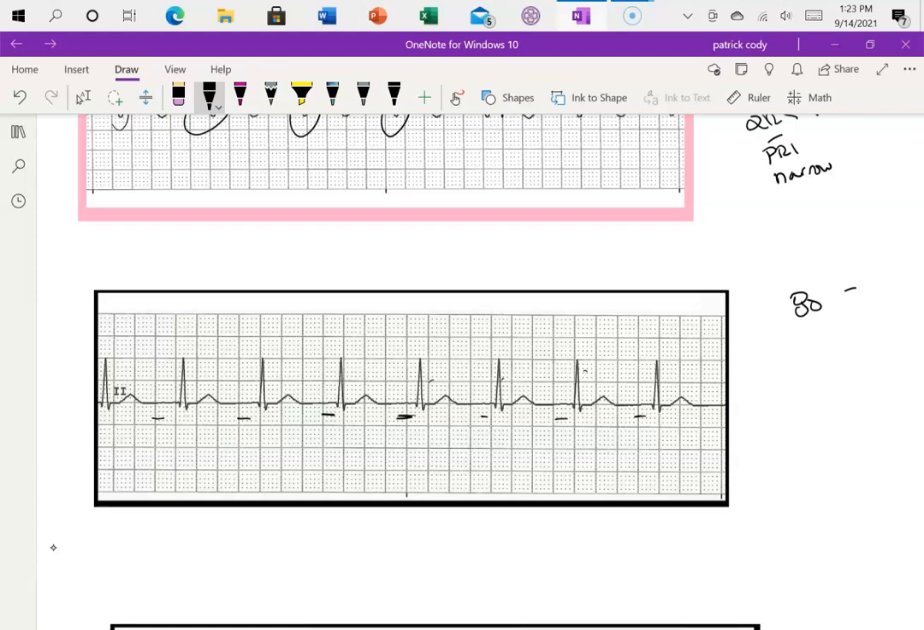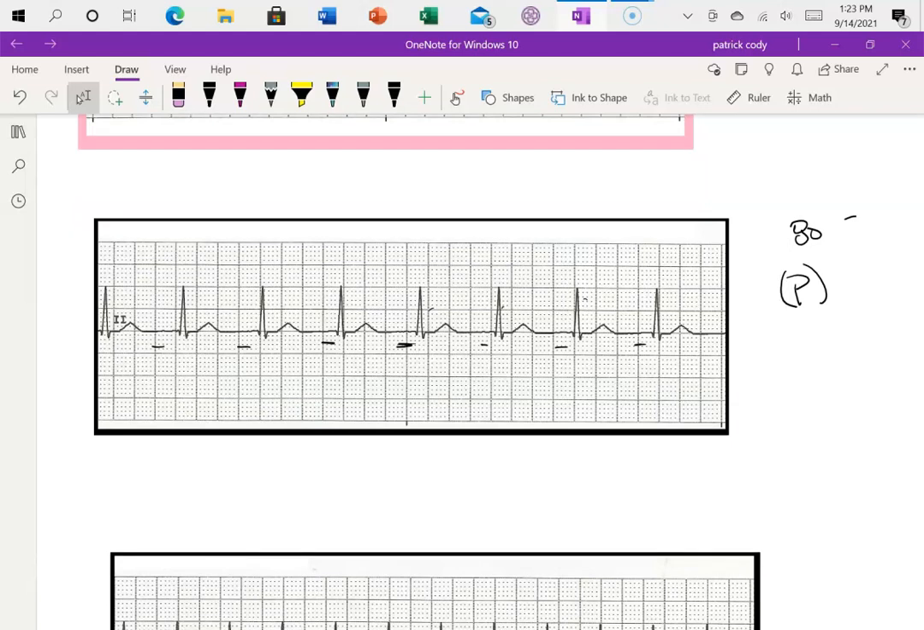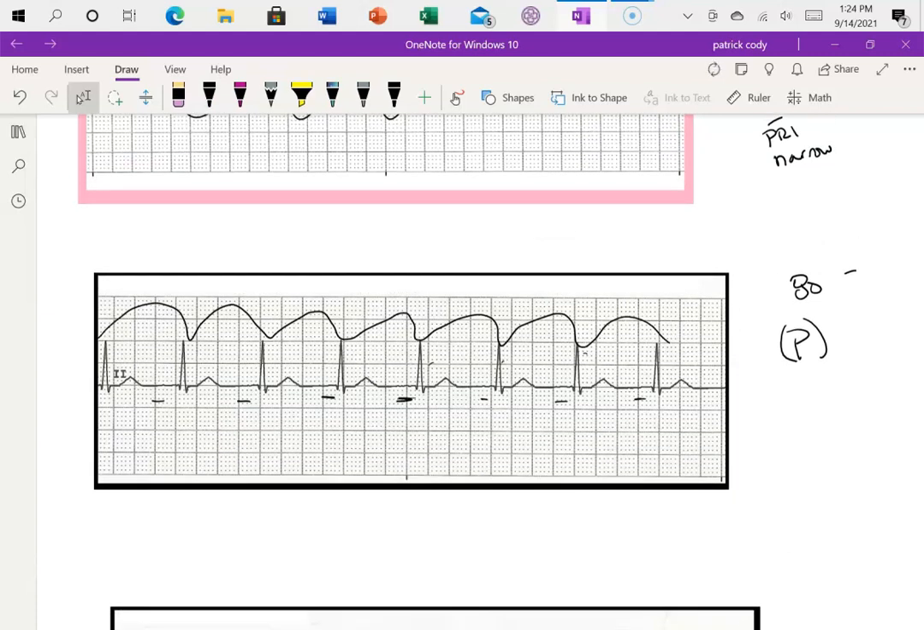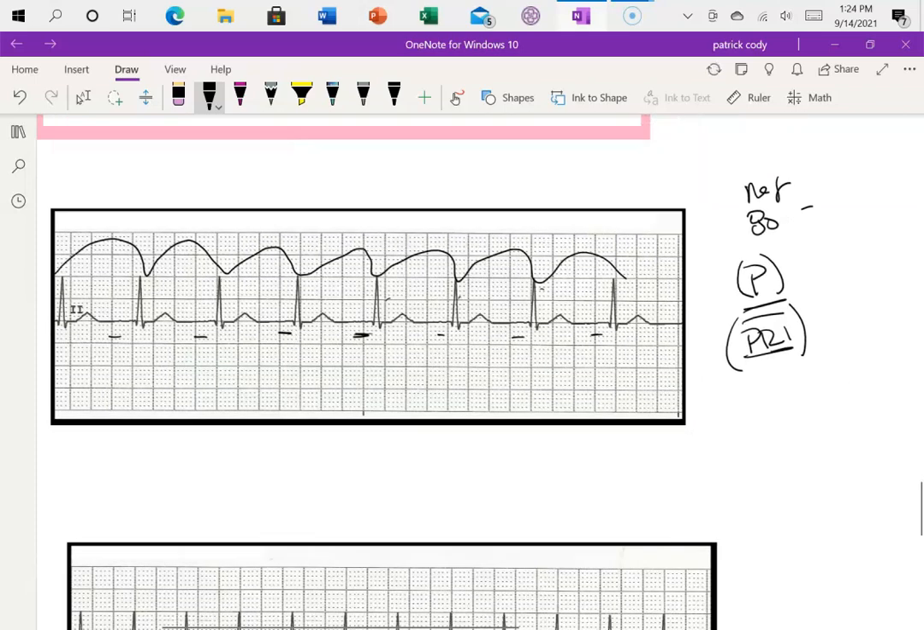Okay, so for P waves, we'll put in parentheses because they're absent. And because of that, we can't answer the question about is there a QRS after every P. I do certainly like the regularity here. There doesn't seem to be any beat to beat variability, so we at least like the rate and the regularity. Okay, so I can't find my P waves. That means I can't find my PRI either. So we'll put that in parentheses.